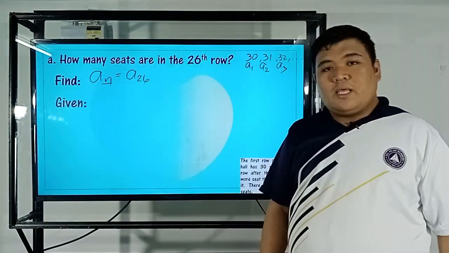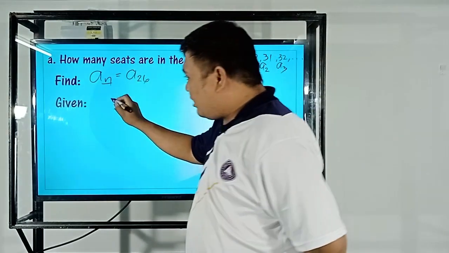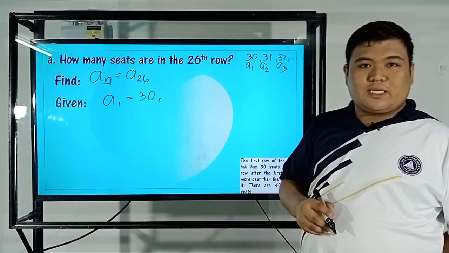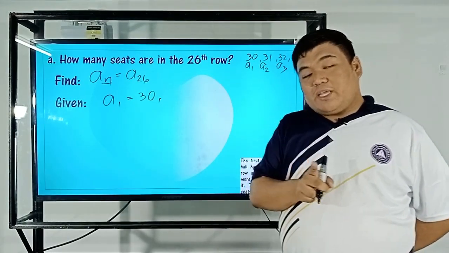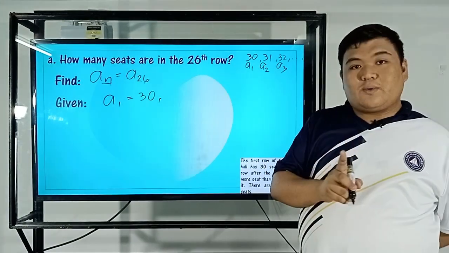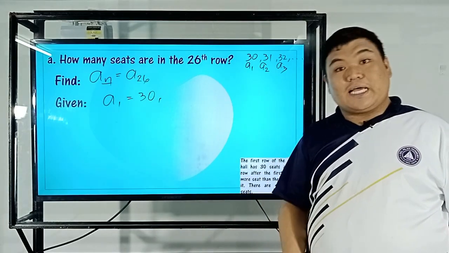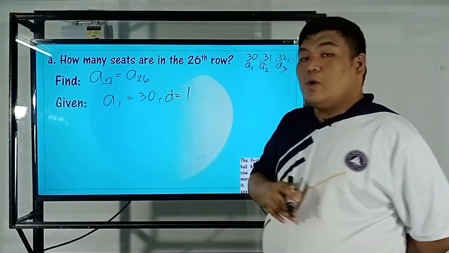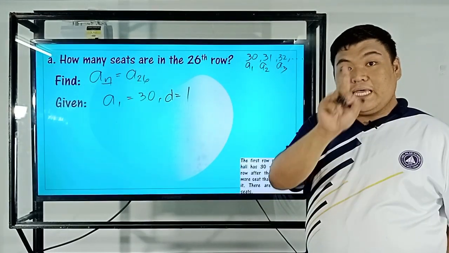So let's have the given. Ano ba yung mga given sa problem? O, binigay sa atin si A sub 1, di ba? Given si first term, A sub 1 equals 30. What else? Ano pa ba yung binigay? O, sabi sa problem kanina, di ba? Ano yung common difference na nakuha natin kanina? Each row after the first one has one more seat. So, yung common difference nila ay nadadagdagan ng isa. So therefore, the common difference is equal to 1. Kasi bawat isang row nadadagdagan ng isa.